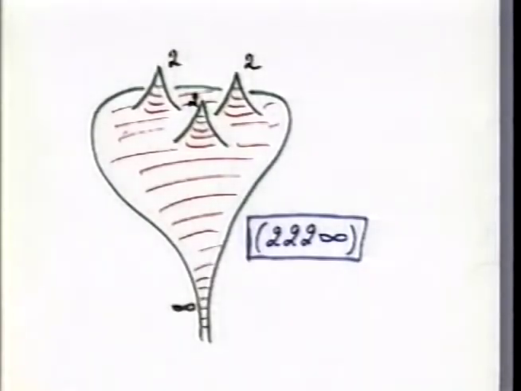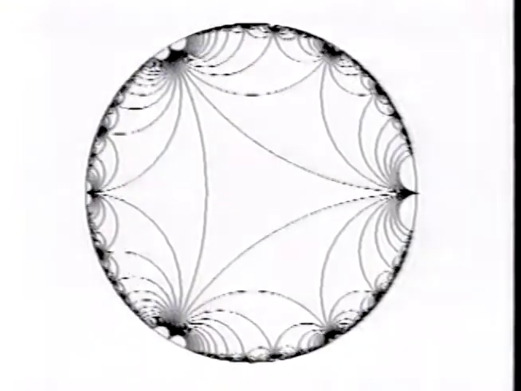I implemented the hyperbolic case 2 2 2 infinity, where you have 3 cone points of order 2 and a cone point of order infinity. Here is the universal covering of this orbifold. The program I wrote this summer draws the unique geodesic, starting from a given point in a given direction, like this. Let's look at some features of this orbifold.